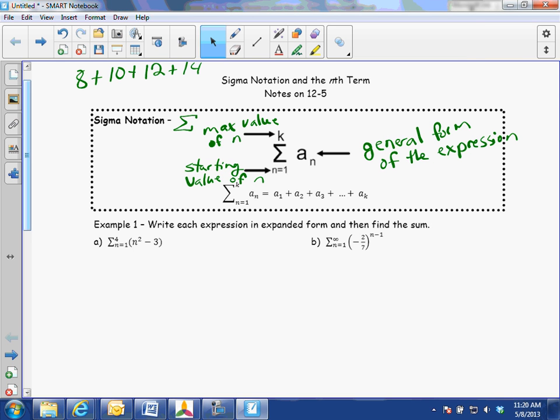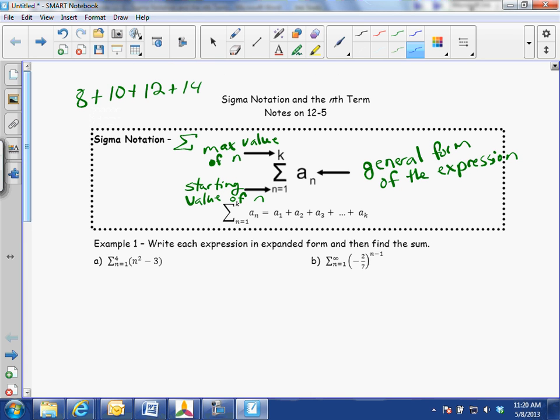So with my little example up here on the left, how do we get from one term to the next? What do you do? Add what? What am I adding? Add 2. So n plus 2 would be my general form. So all we do is we're adding 2, and then I would put the sigma here.